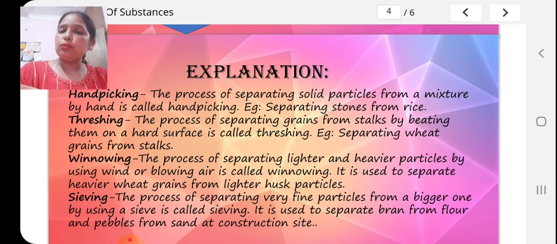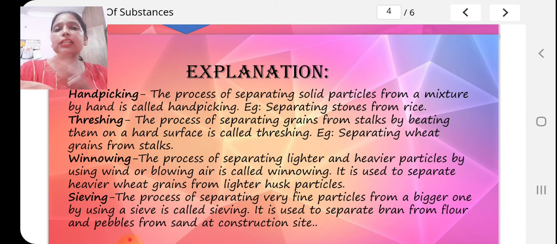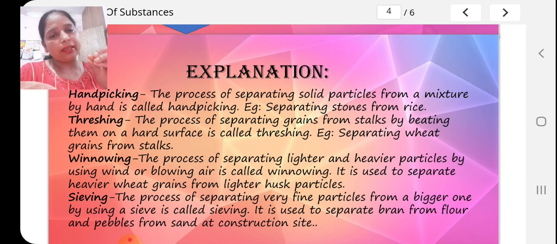This process is known as winnowing. In this process, generally it is used to separate the heavier wheat grains from the lighter husk particles. Generally, farmers also used this method of winnowing to separate the grains from the husk. In a mixture of grain and husk, the grains are the heavier particles and the husks are the lighter particles.